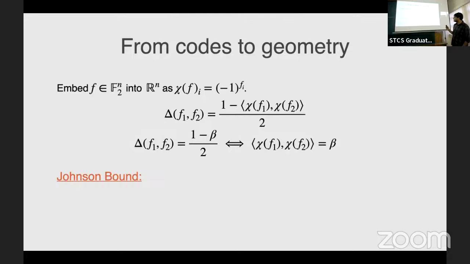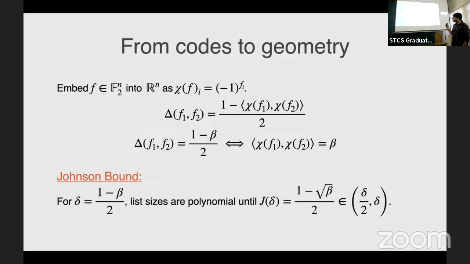What the Johnson bound says is if the distance was 1 minus beta over 2, then the Johnson bound would be 1 minus square root beta over 2. And this square root distinction is precisely coming from the covering lemma, which itself is coming from Cauchy-Schwarz. And it's a simple calculation that this quantity is always between delta over 2 and delta.